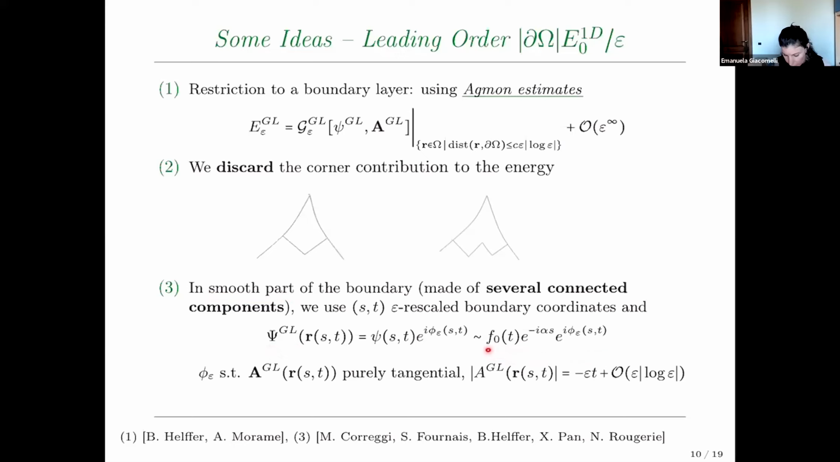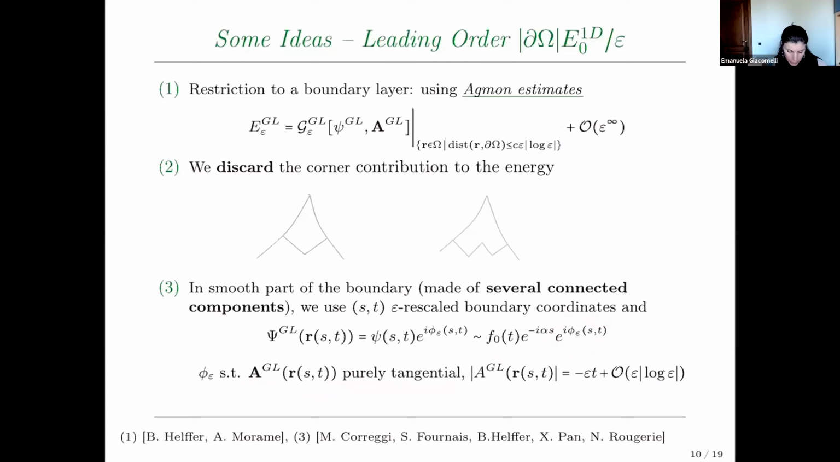So you can write this like a product of a function f0, which is just a function of t, which is the rescaled distance from the boundary, times a phase here, which depends on alpha, which is a real parameter, and s, which is nothing else than a rescaled tangential coordinate, up to a gauge phase. And this gauge phase is just the one which tells you that you can rewrite this AGL more or less like in this way here, like a purely tangential vector potential whose modulus is given by minus the distance from the boundary.